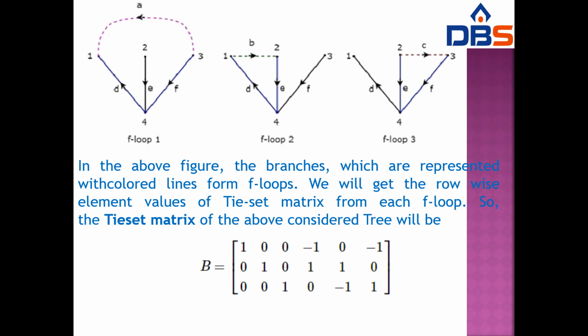For that tree, you have to assume the F loops. For each loop, there is only one link. The number of trees must be there. For the tree, the link direction will be the same as the loop direction. If both element directions are the same, then put it as plus 1. If it is opposite, minus 1. If it is not equal, it will be 0.